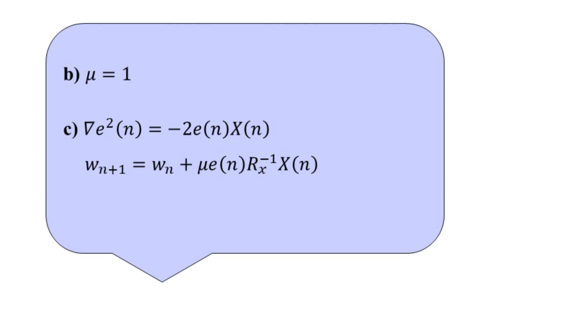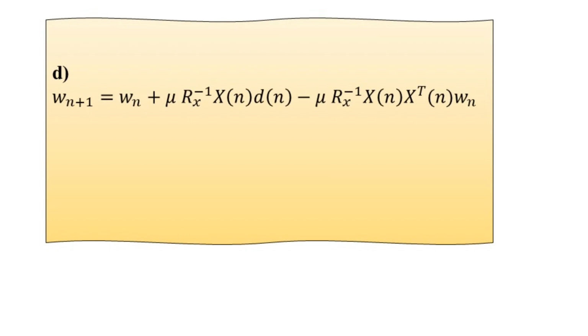Next we have part D. In part D we have to derive the expression that describes the time evolution of the expected value of w of n using the LMS Newton algorithm derived in part C.